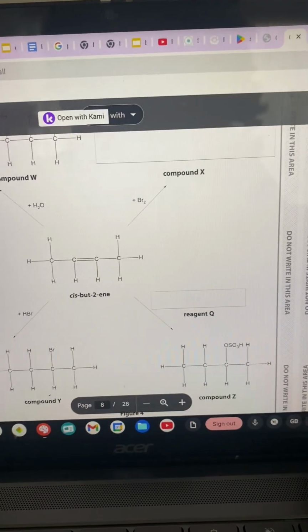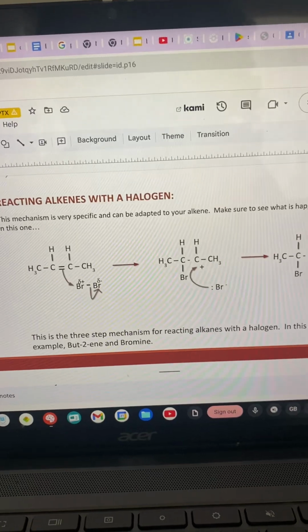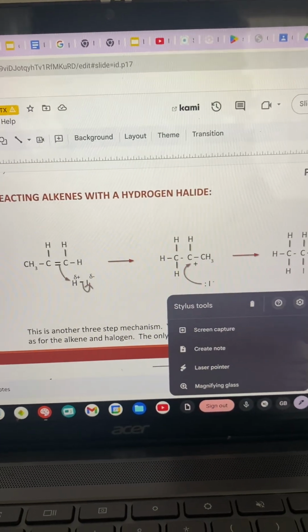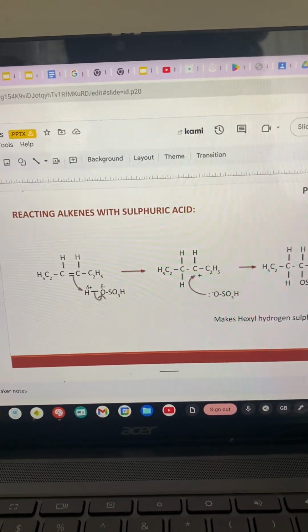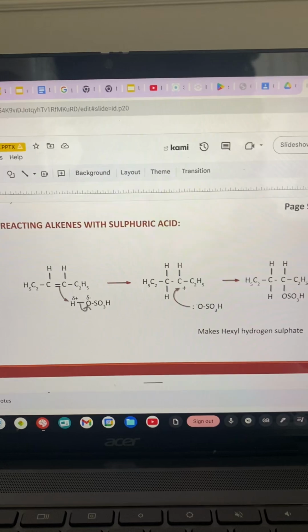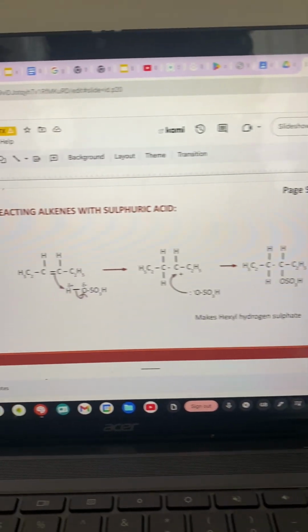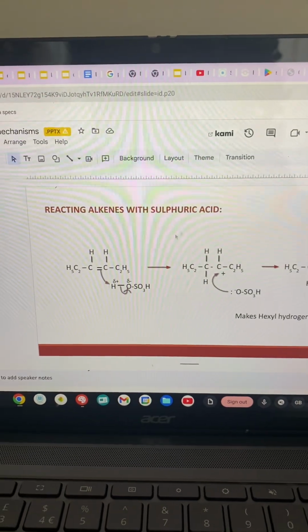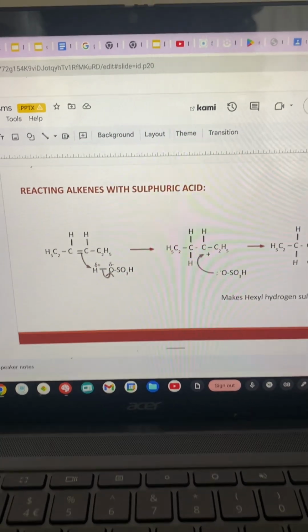Let me just show you the mechanism for that. That will just make it a little bit easier. So this is the mechanism, okay? So if we're adding, reagent Q has to be H2SO4. That's the only way we can get a product like this at the end, okay? Again, it's going to be added on to where there was a double bond, okay?